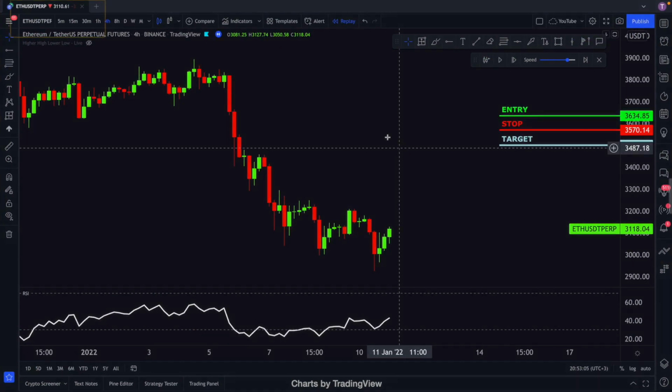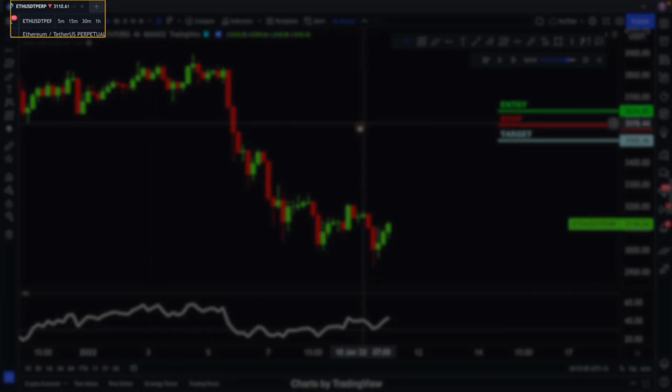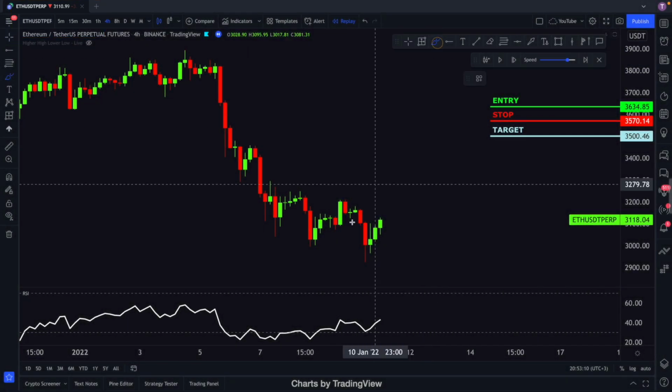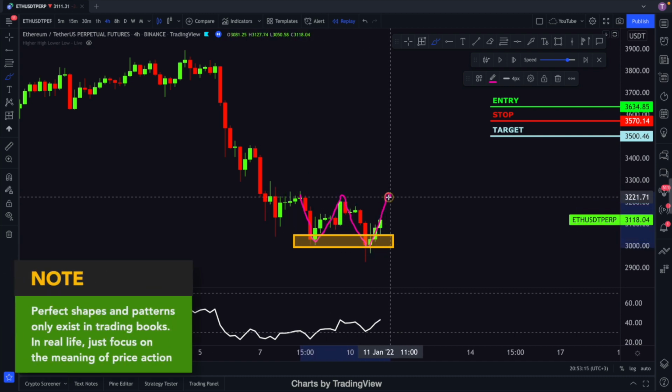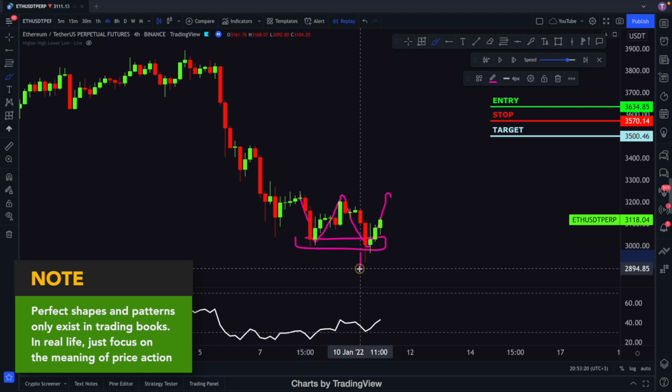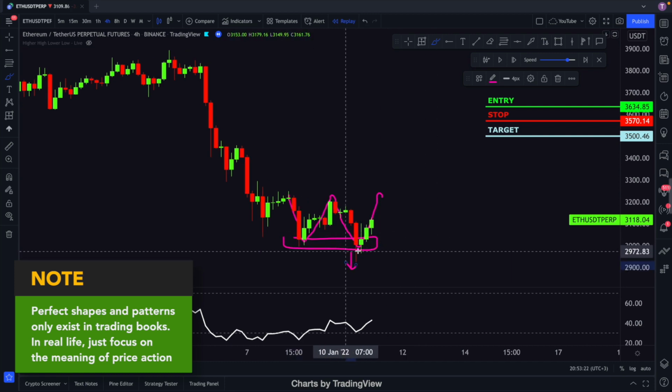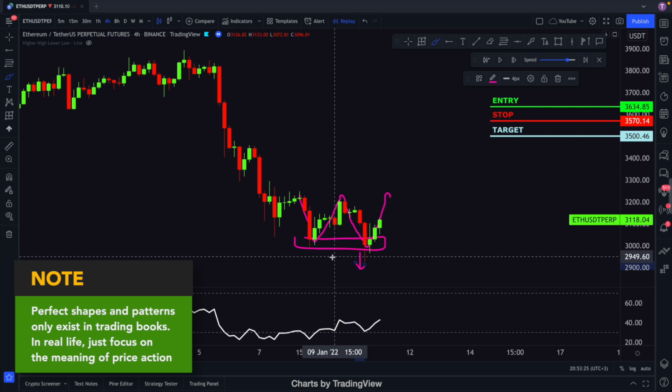Okay, let's check Ethereum. This is an example of imperfect double bottoms. As I said, if you wait or search for perfect shapes, patterns or charts, you will never enter a trade. Because the reality is much different than trading books.